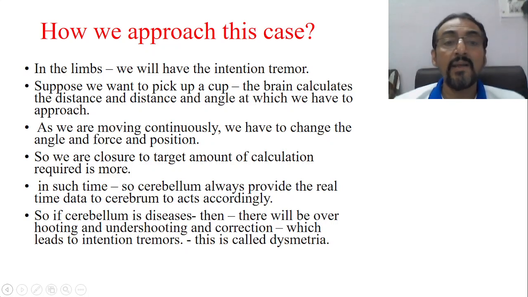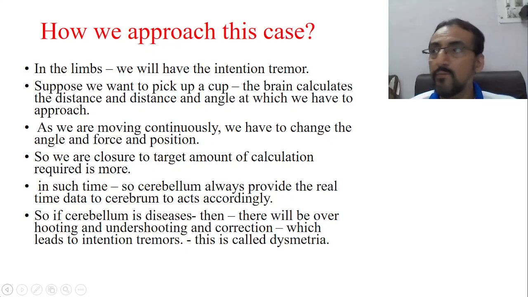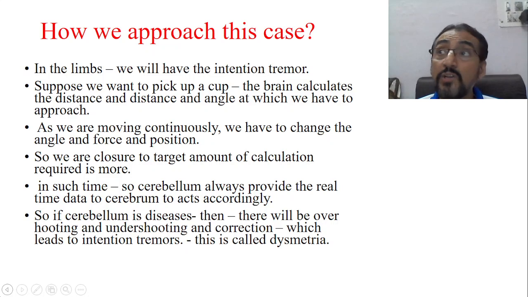In such time, it is the cerebellum which always provides the real-time data to the cerebrum to act accordingly. Of course, movement is initiated by the cerebrum, and it is the cerebellum which is continuously giving the real-time data to the cerebrum. How you have to change, how you have to calculate, how much force and tuning is required, everything is given by the cerebellum. So when there is a cerebellar problem, there will be overshooting or sometimes undershooting, and there will be correction. This is one of the cerebellar signs.